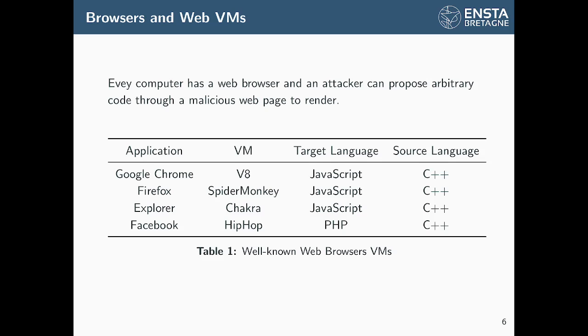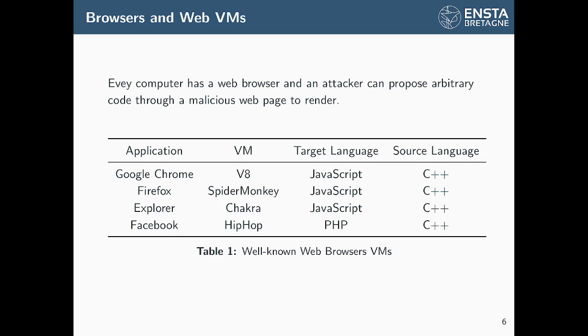So some of the well-known web browser VMs are V8 for Google Chrome, SpiderMonkey for Firefox, and Chakra for Internet Explorer. And they are all JavaScript VMs written in C++. And I added the Facebook HipHop VM, that's a PHP virtual machine, that's also written in C++.